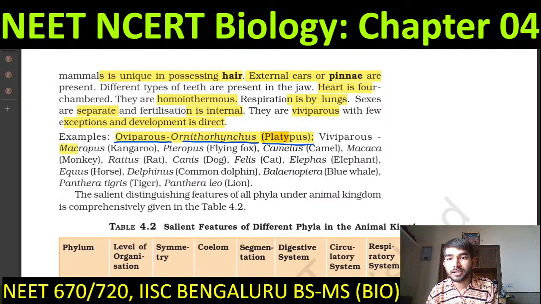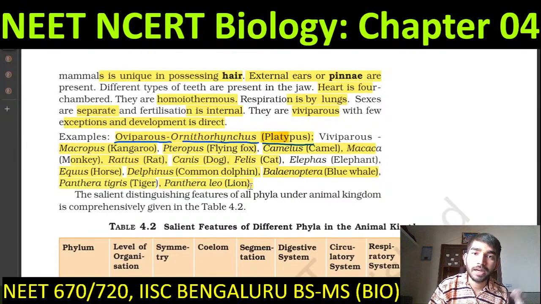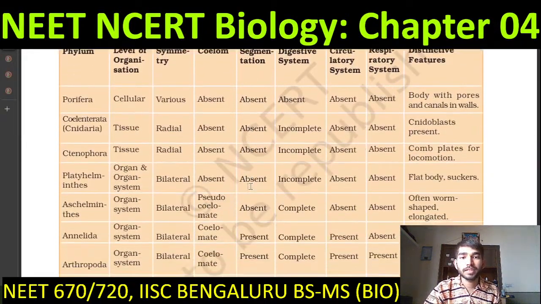Then viviparous is Macropus, which is kangaroo. Pteropus is the flying fox, which is the bat. Camelus is the camel, Macaca is monkey, Rattus is rat, Canis is dog, Felis is cat, Elephas is elephant. Some of these are very easy to remember. Equus is horse, Delphinus is dolphin, Balaenoptera is blue whale, Panthera tigris is tiger, Panthera leo is lion, Panthera pardus is leopard. Like that you can remember, it's very easy.